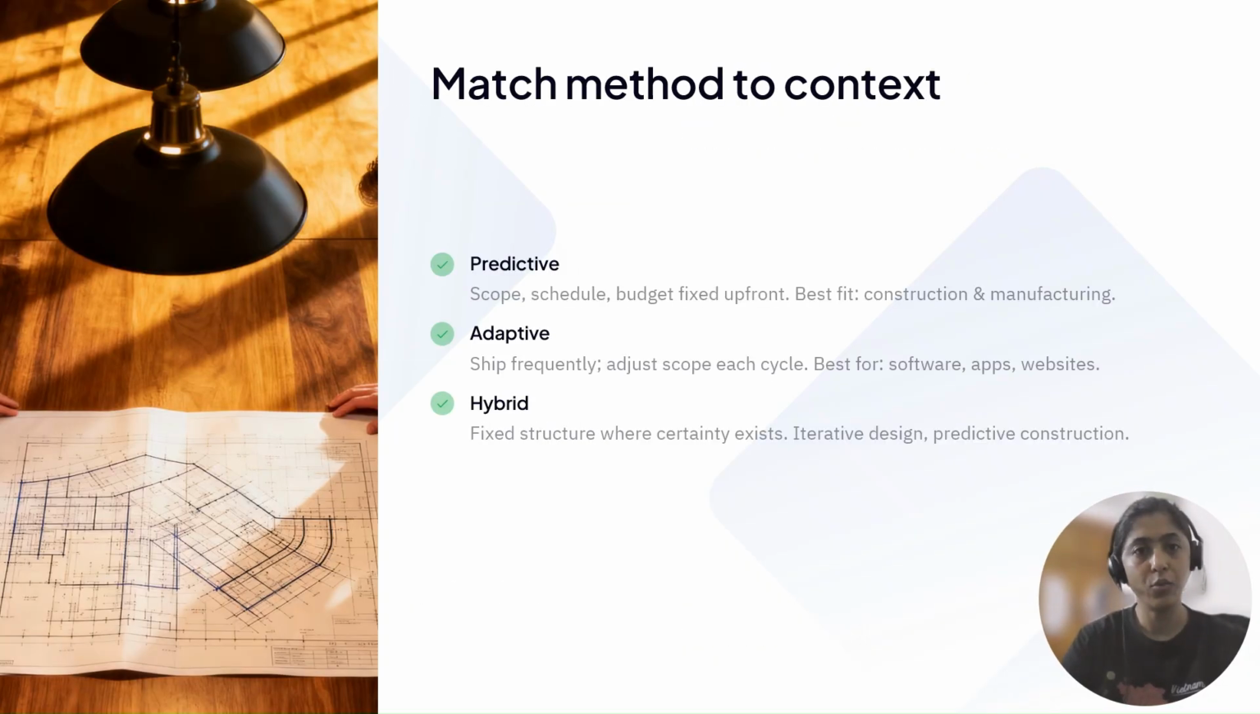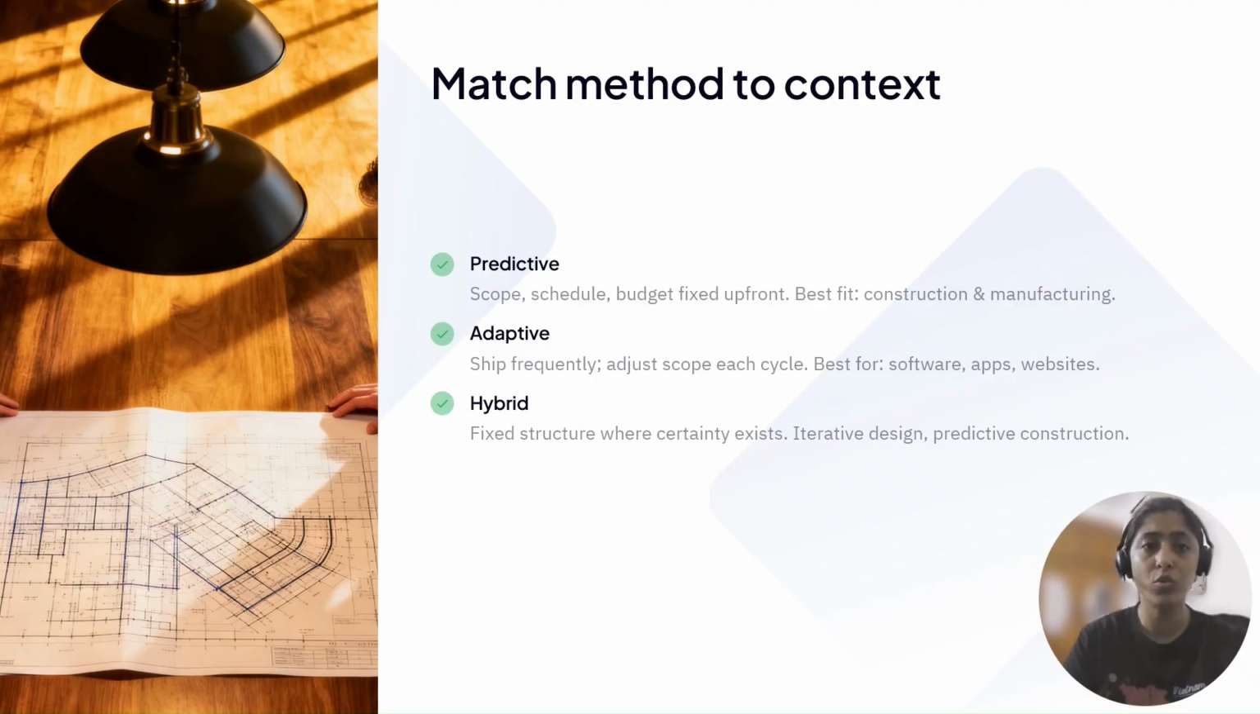Let's bring everything together with one simple decision making framework. Whenever you're asked which methodology should be used, ask three simple questions. Question one: do we clearly know what needs to be delivered before the project starts? If yes, predictive is probably the best choice. Question two: will customer requirements change frequently during development? If the answer is yes, adaptive is usually the better fit. Question three: does one part of the project require stability while another requires flexibility? If yes, choose hybrid.